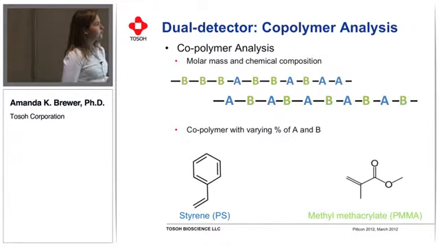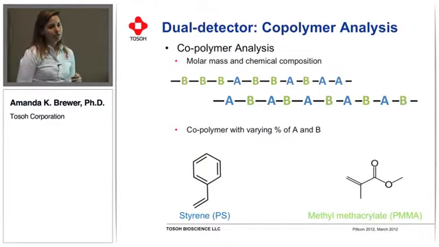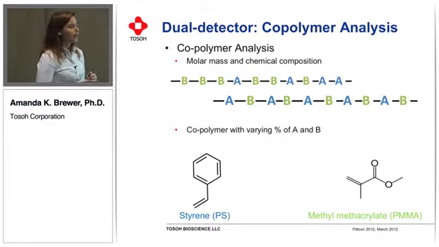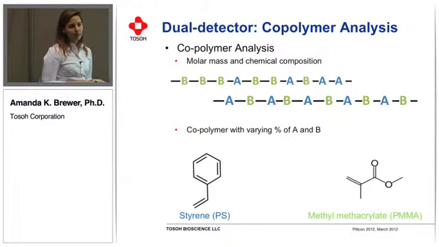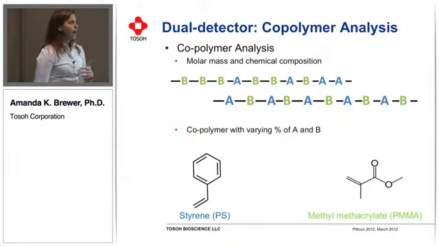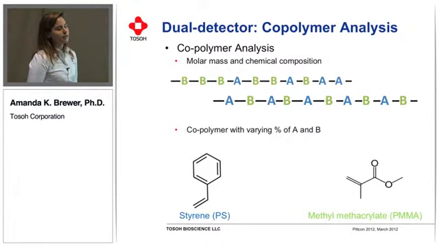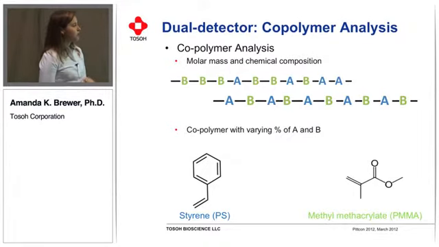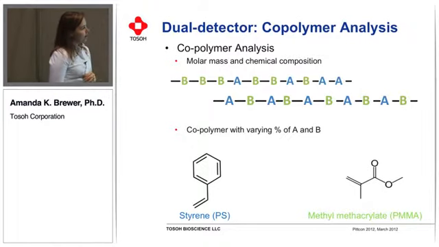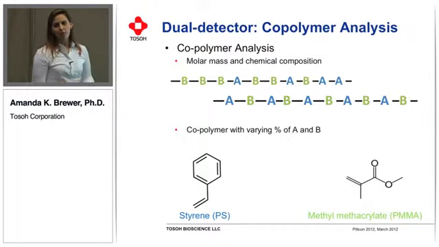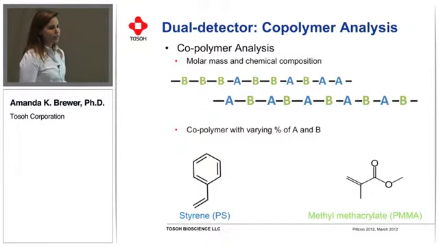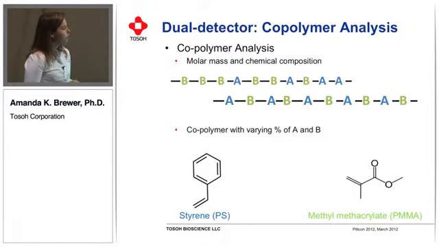So the dual detector setup, we have an option of looking at copolymers and being able to analyze both the molar mass using calibration curves and using the two concentration detectors for chemical composition. So in general here, I have two different copolymers. By copolymer, I simply mean that there's two different monomers present. Here I'm going to be talking about styrene and PMMA, so polystyrene, polymethyl methacrylate copolymers.